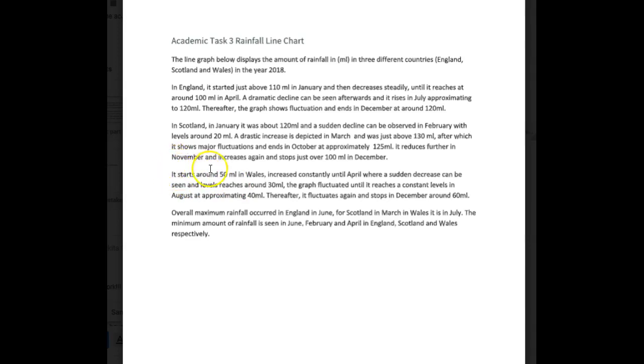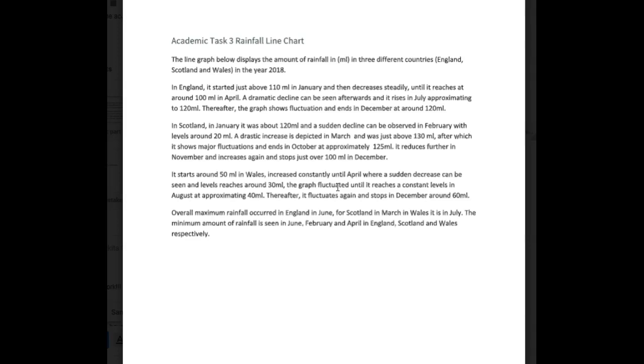Levels start around 50 ml in Wales. When? You don't tell me. Increasing constantly until April, where a sudden decrease can be seen and levels reach, here you need no ES, around 30 ml. I don't know what happened here. It should probably be a full stop, no? The graph fluctuates, not the graph, but the actual trajectory, I guess. The figures fluctuate.